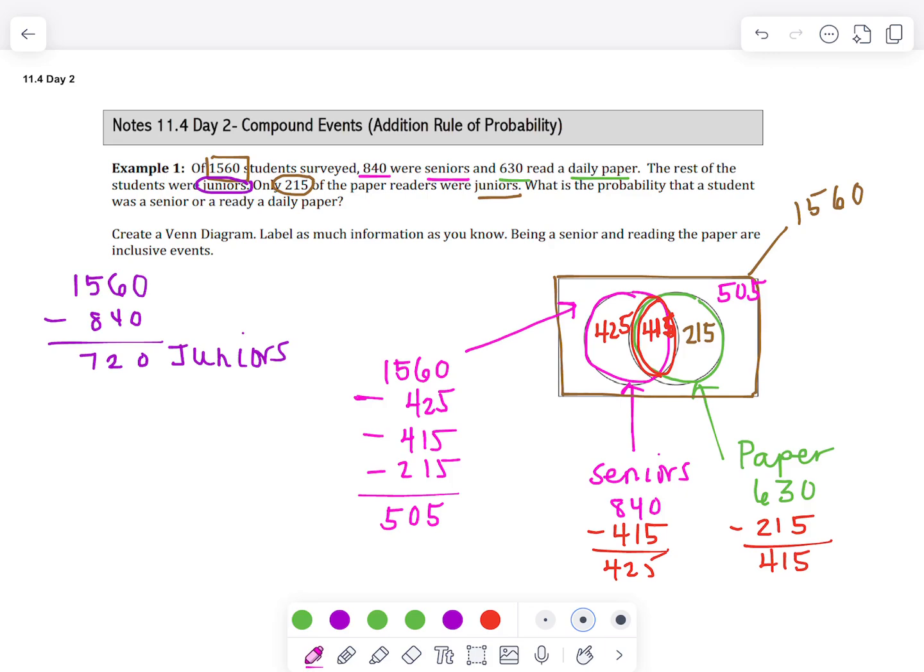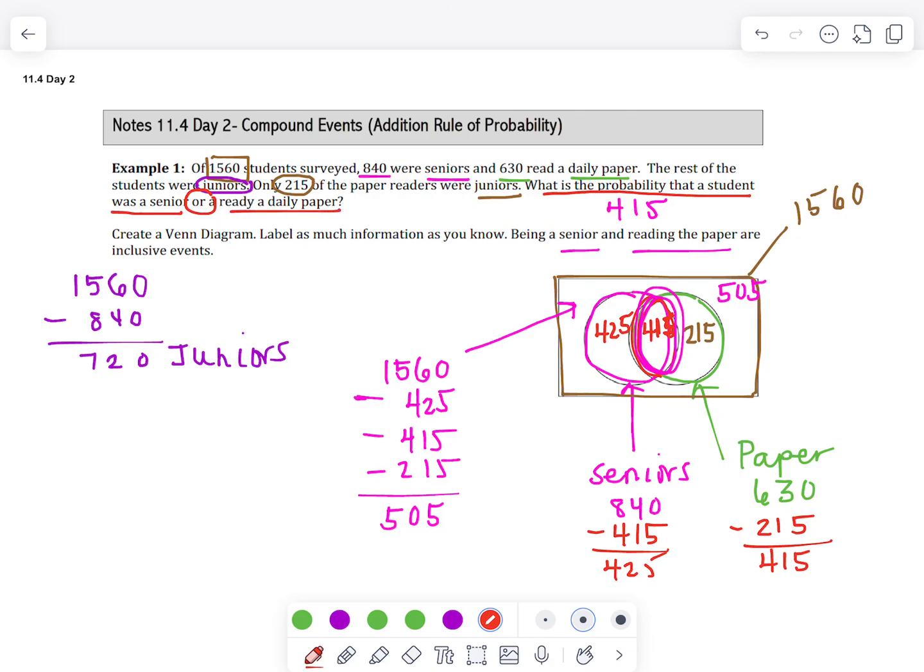All right, so now it's going to ask us to identify being a senior and reading the paper are inclusive. So we see that overlap of 415. So that's that overlap. They are inclusive. Senior and reading the paper. Now we're going to go ahead and answer the probability question. It says, if we randomly select a student, what is the probability that they are a student that is a senior or reads the paper?